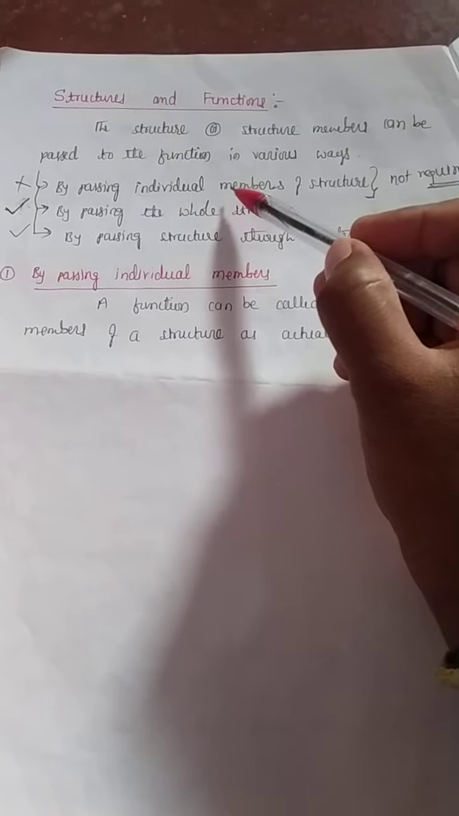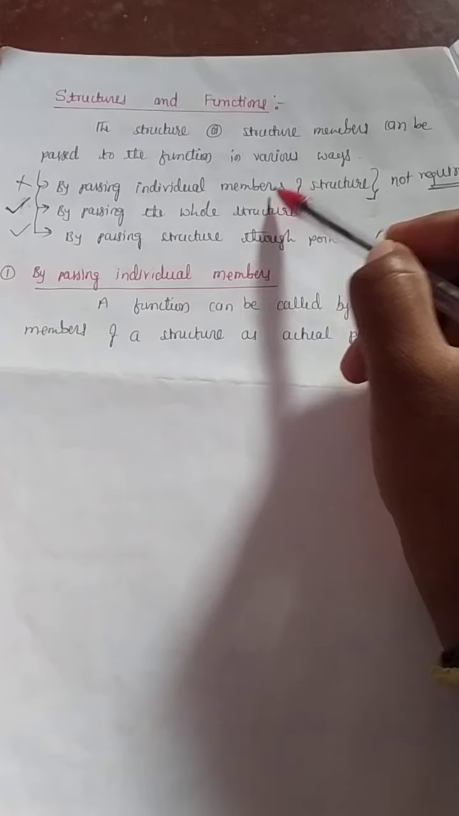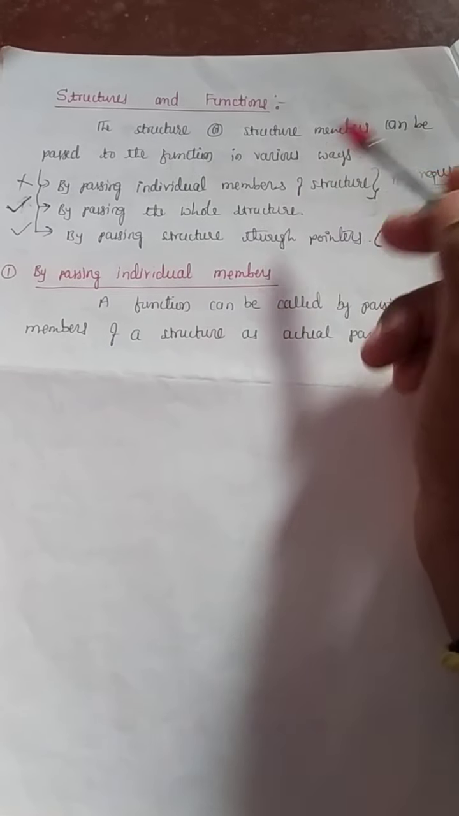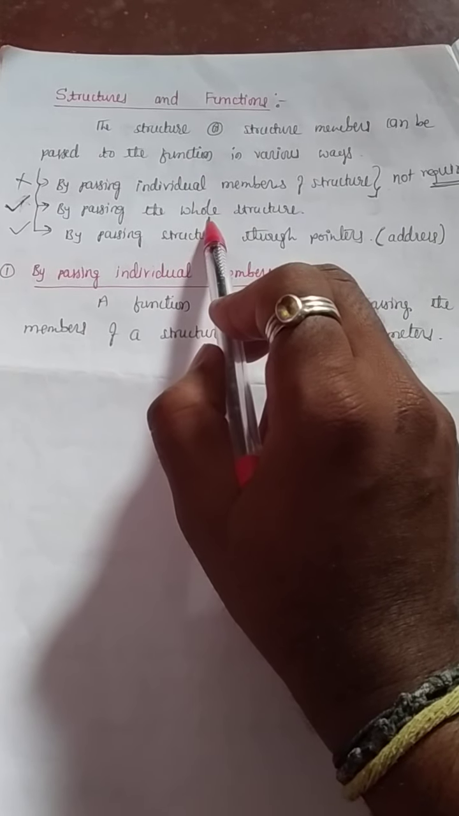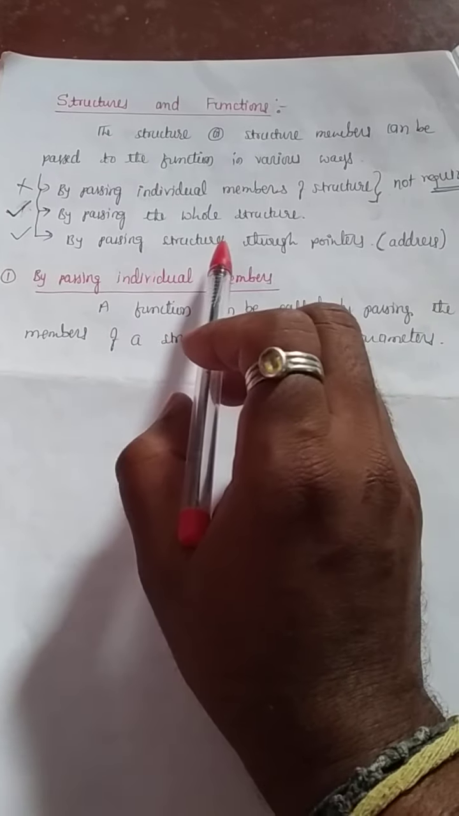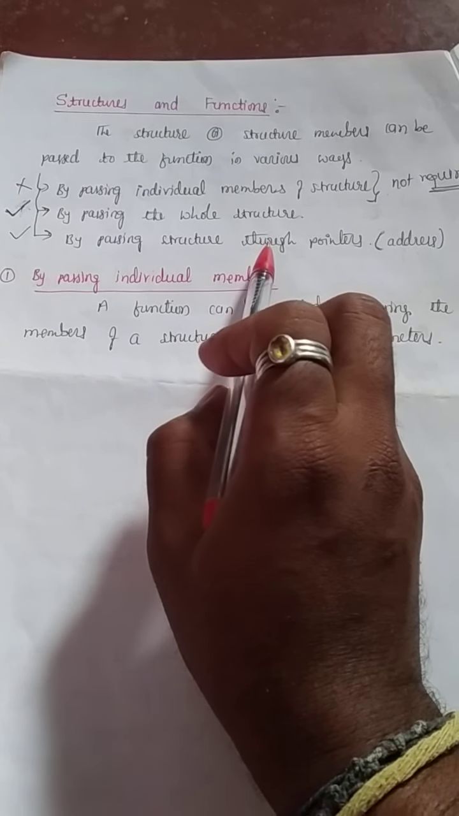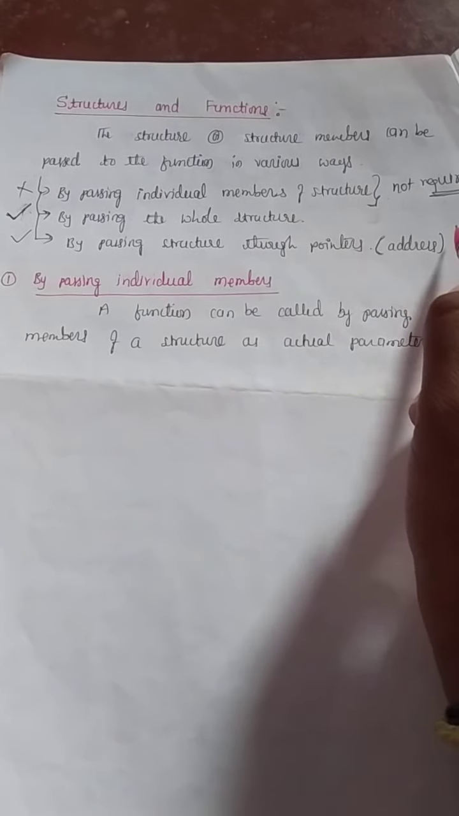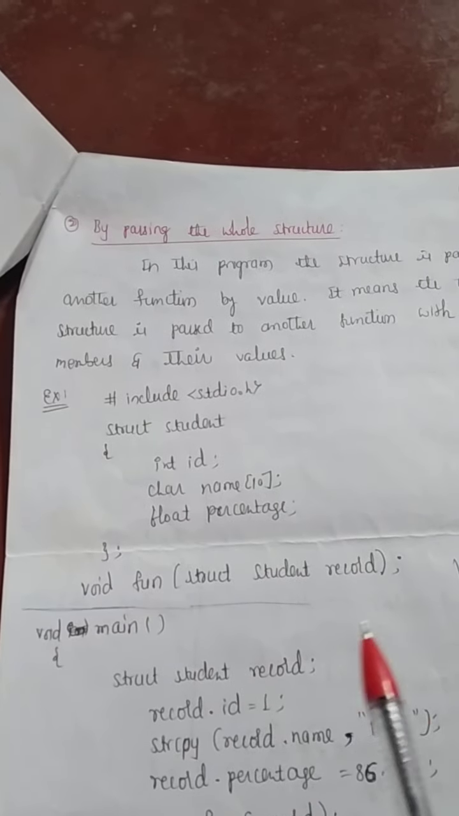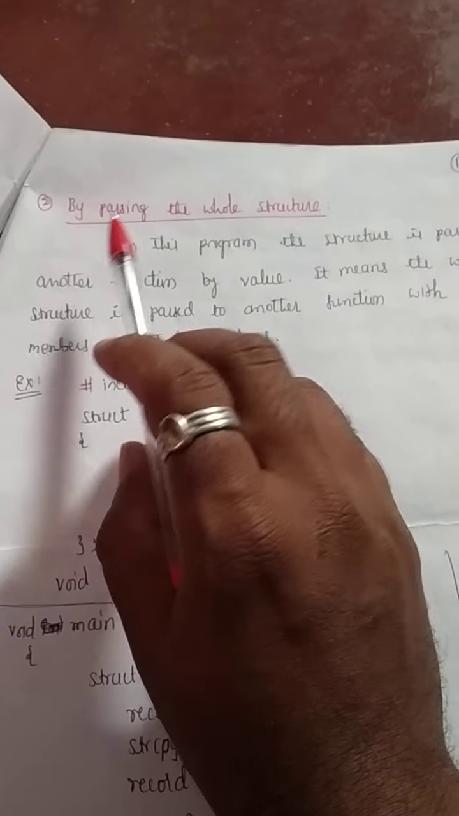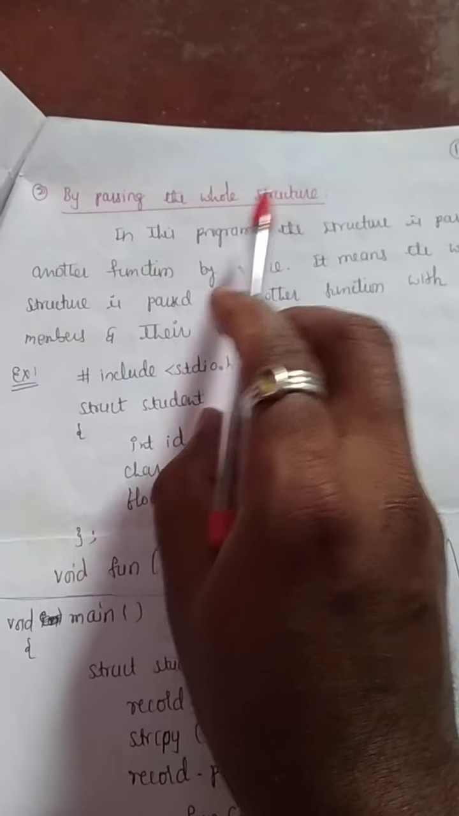It means, can we pass individual members of structures through functions to another function? Yes. Can we pass the whole structure as a variable to the other function? Yes. Can we pass the address or pointers through the function call? Yes. This can be discussed by taking examples. Here we are discussing only two topics, and the first is passing the whole structure through functions.